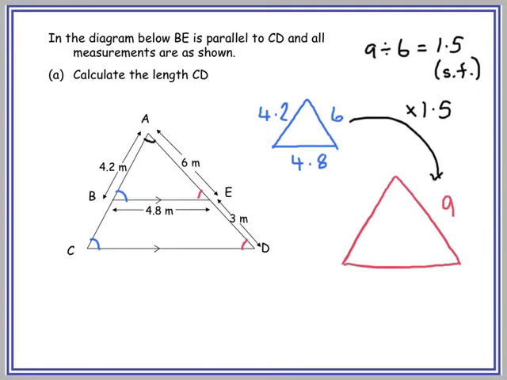Well, C to D is this length at the bottom here. So if I wanted to work out what that was, I've just got to follow my scale factor, and I'm doing 4.8 times by 1.5. Should be able to do that in your head. 4.8 times 1 would be 4.8, 4.8 times a half would be 2.4. Stick them together, that side there must be 7.2.